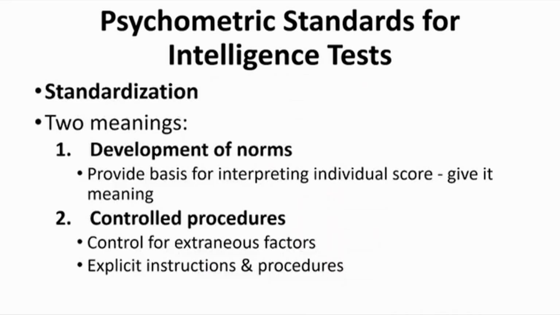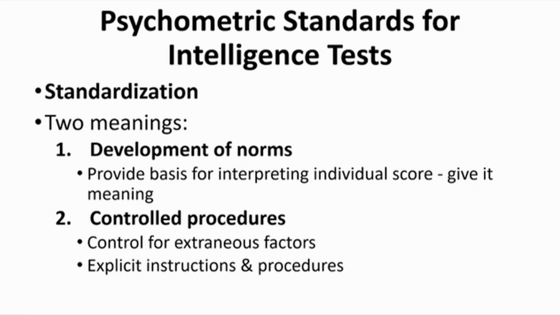Our last method of evaluating these psychometric tests is standardization. So this is going along with validity and reliability. Our third item is standardization. And when we talk about standardization, we have two distinct meanings that we can be discussing. The first is the development of norms. Norms are test scores that are derived from a relevant sample that are specifically used to evaluate an individual's score.